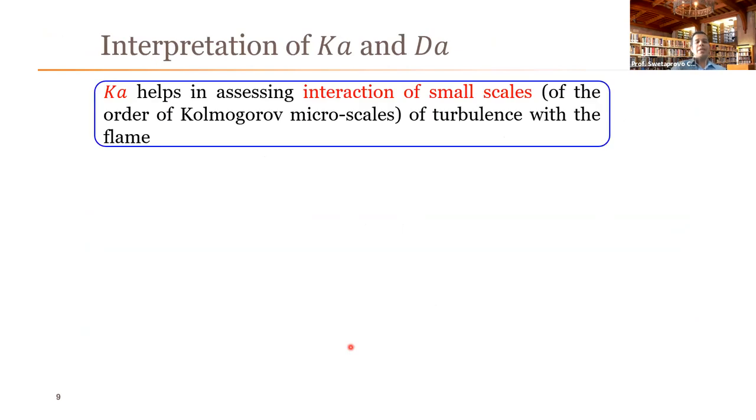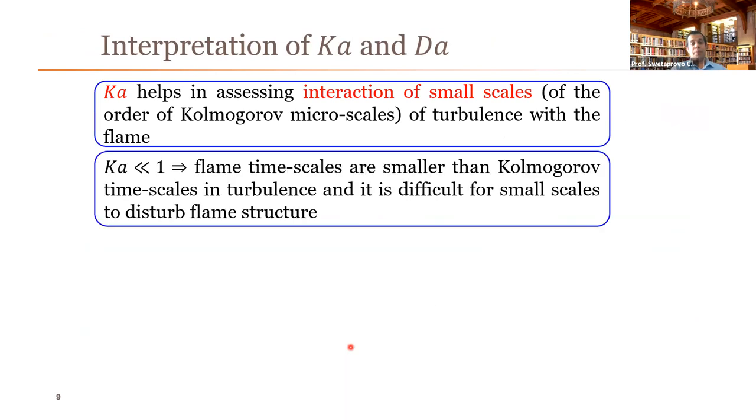Now, what are the implications or interpretations of the Karlovitz number and Damköhler number? The Karlovitz number helps in assessing the interaction of the small scales of turbulence with the flame. If it is much less than one, it means that the flame time scales are much smaller than the Kolmogorov time scales in turbulence, and it is difficult for the small scales of the flow to disturb the flame structure. Whereas if the Karlovitz number is much greater than one, the flame time scales are larger than the Kolmogorov time scales, and the small scales of turbulence can distort the flame structure.